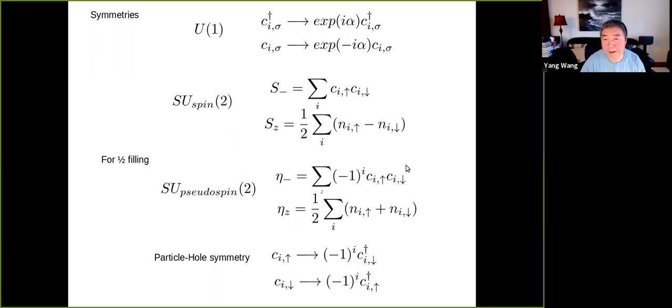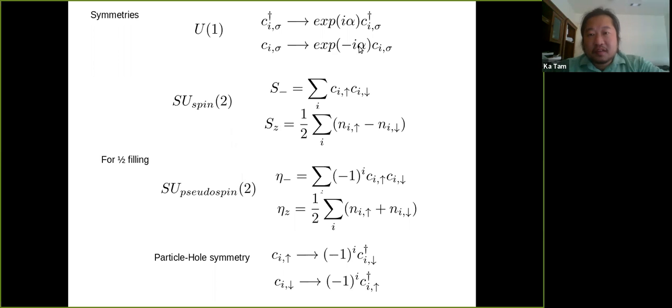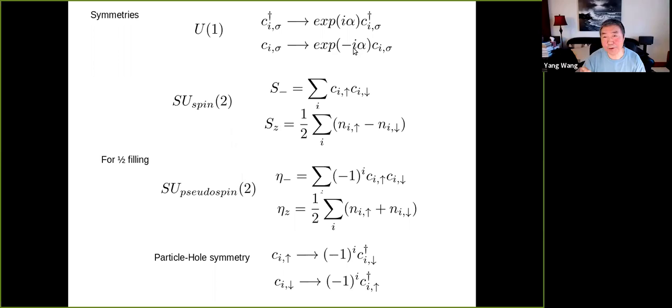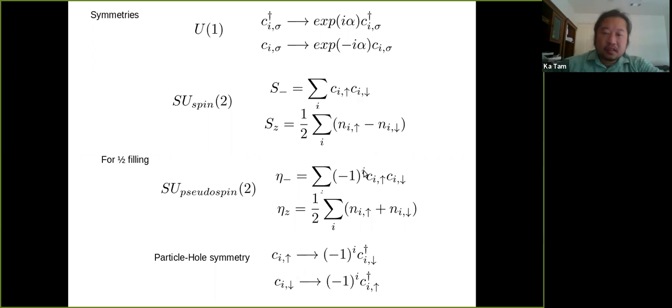Ka-Ming, I have a question. The first thing is this (-1)^i. This i is the site index, isn't it? Oh, so this is not a complex number. This i, I know this one, but the site index. Yes, you're right. For the SU(2) pseudospin, there's a (-1)^i. The i is the site index, if for 1D, let's say.